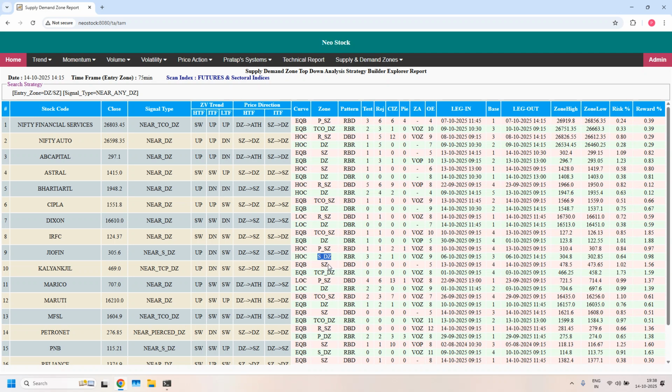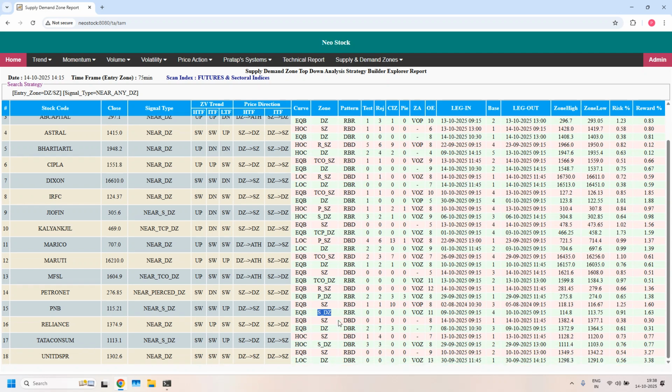Geofinance is having a 75 minutes high liquidity demand zone. Next, Kalyani Zolas is having a 75 minutes high liquidity demand zone. Next, Punjab National Bank PNB is having a 75 minutes high liquidity demand zone. And then Tata Consumer is having a 75 minutes high liquidity demand zone. So in total, 4 75 minutes high liquidity demand zones we identified from this list.